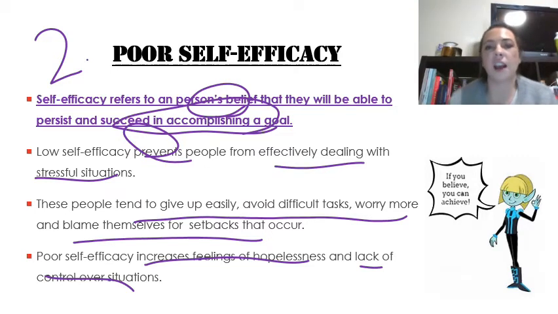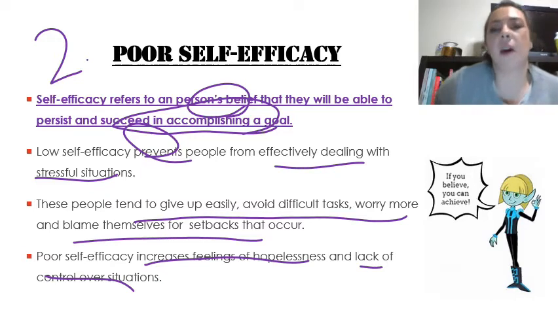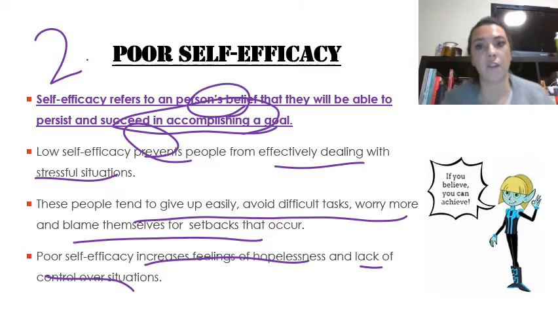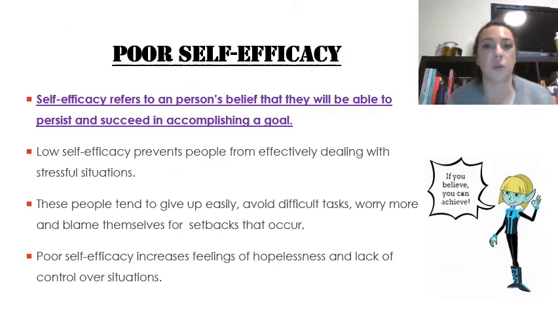Linking it back to mental illness, this will affect how vulnerable a person is to experiencing stress and anxiety when dealing with situations over which they feel they have little or no control. So if you have low self-efficacy, that increased level of hopelessness and stress means you're more likely to develop a mental illness in future.